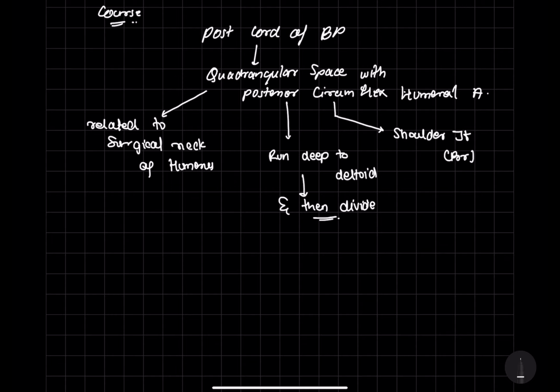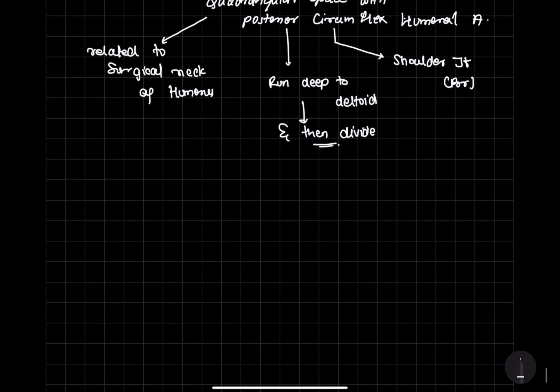Okay, it comes from the posterior cord of the brachial plexus, then it goes into the quadrangular space with the posterior circumflex humeral artery, where it is related to the surgical neck of the humerus. Okay, here it gives off a branch. This particular branch is going to supply the shoulder joint. Then it runs deep to the deltoid and then it divides into two branches.